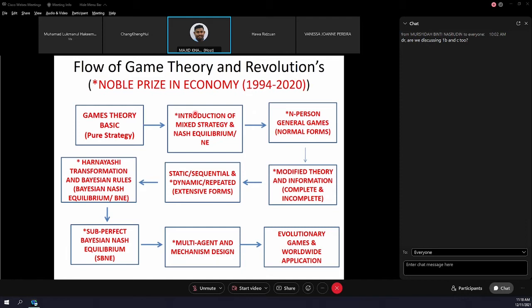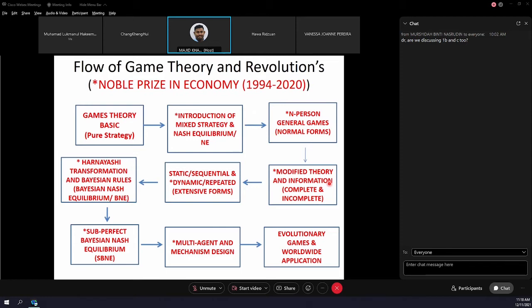Okay, so that's how we as researchers always try to prove a particular theorem or model or algorithm to become meta, or try to prove it wrong and give justification for it. Okay, this is the first Nobel Prize winner on the mixed strategy and Nash equilibrium. Next, when we look at the n-persons, also another three to five Nobel Prize winners. Next, we are going to look at the modified theory and information.